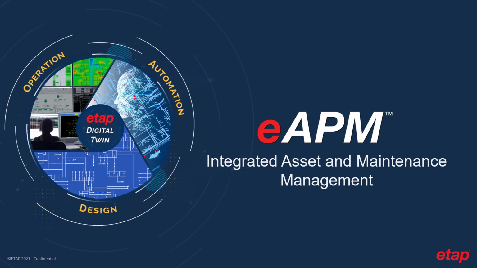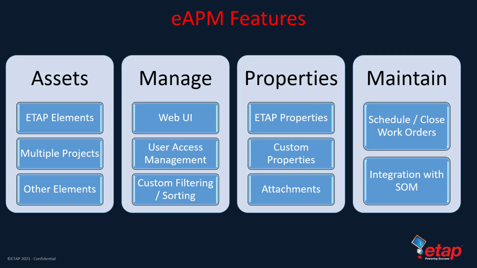Next, I'd like to discuss the eAPM, which is the Integrated Asset and Maintenance Management Platform. Some of the features for the eAPM are on the asset side, where you can visualize all or some of your assets in your ETAP model. You can have multiple projects supported in one instance, and you can bring in other elements that don't exist in the ETAP model, so non-electrical assets. So you can bring those into your asset management platform.